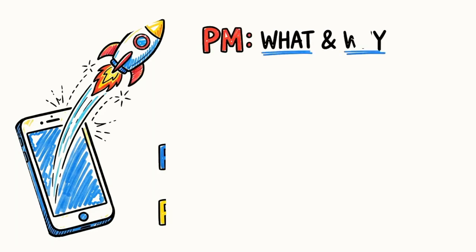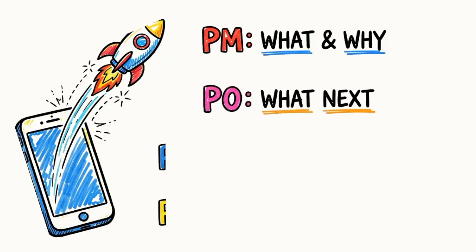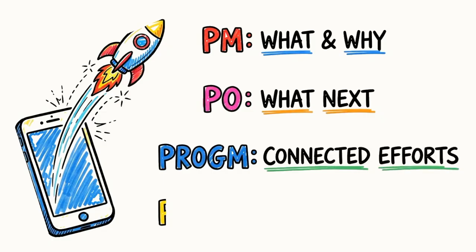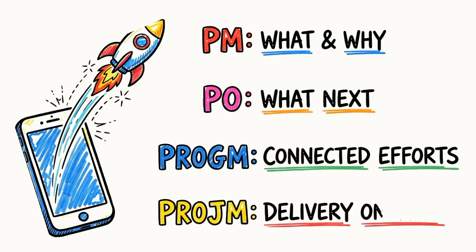The easiest way to understand these roles is to imagine launching a new mobile app. The product manager decides what product should be built and why. The product owner decides what the team should build next. The program manager ensures multiple connected efforts move together smoothly, and the project manager ensures specific work gets delivered on time, within scope, and with proper coordination. Same product journey, different responsibilities. Let's start with the product manager.